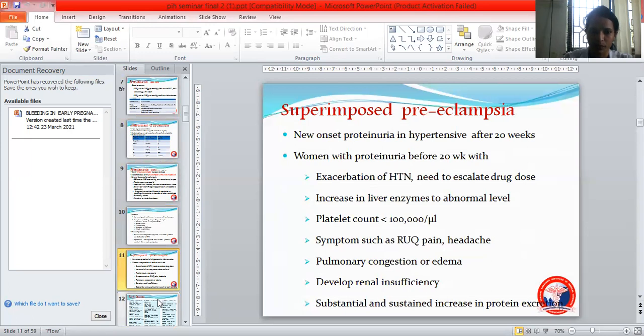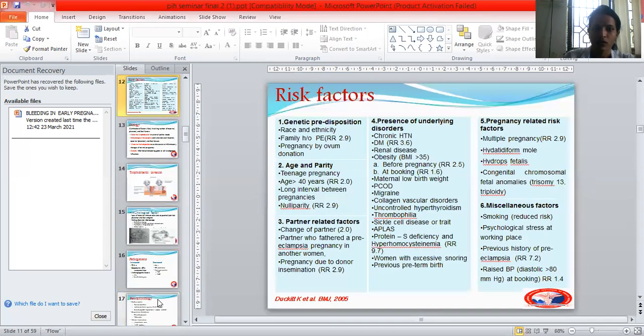Then it becomes superimposed preeclampsia. So, what are the risk factors for hypertension in pregnancy? One, there is a genetic predisposition. That is, if there is a family history or when the pregnancy itself happens in an Indian ethnicity, then they are risk factors. And regarding the age, extremes of age are at a higher risk of developing hypertension.